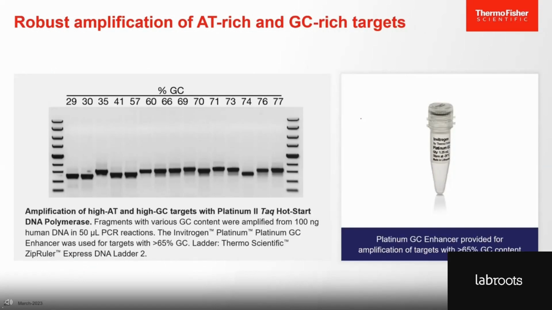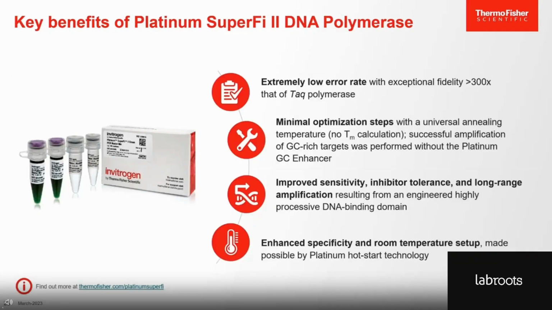Formulation of Platinum II Taq Hot-Start DNA Polymerase and 2 times master mixes allows for amplification of a versatile range of targets from AT-rich to GC-rich. A separate vial of Platinum GC Enhancer is provided for specific amplification and improved yields of targets with high GC content over 65%.